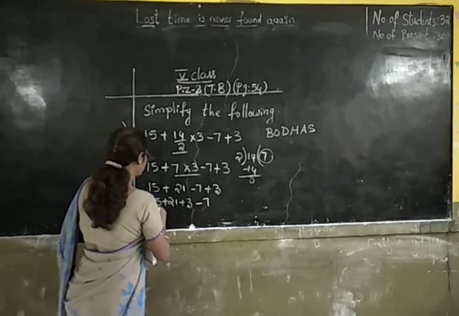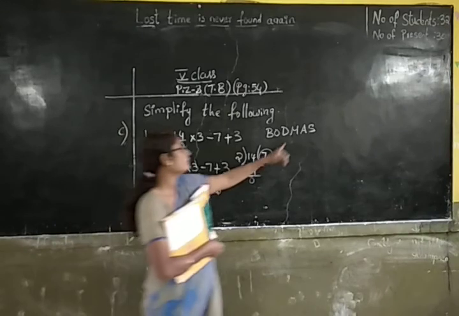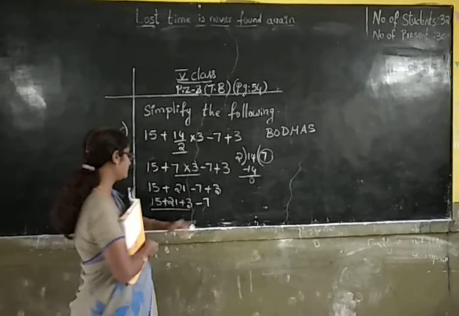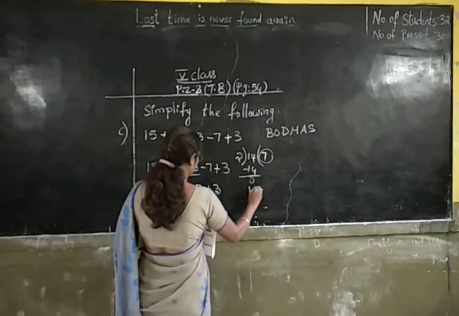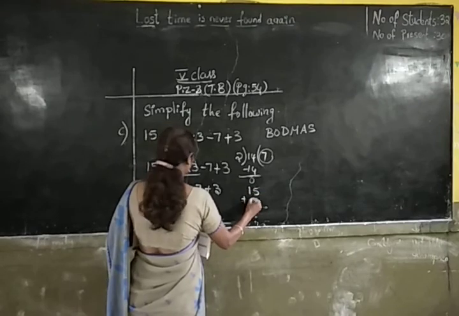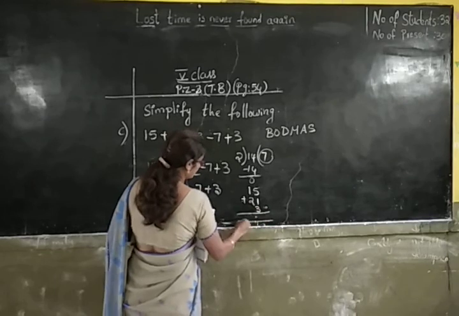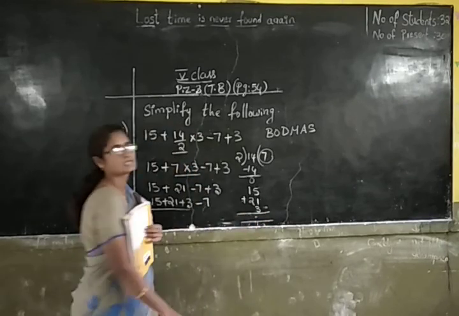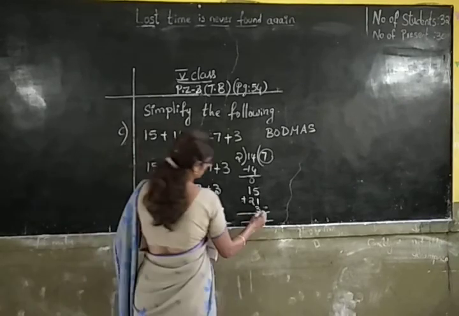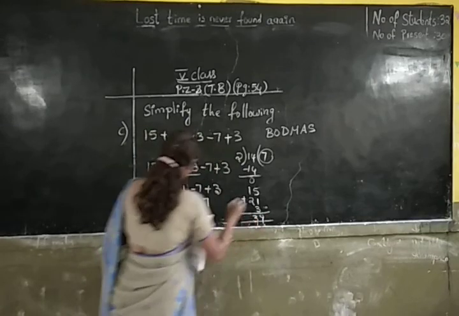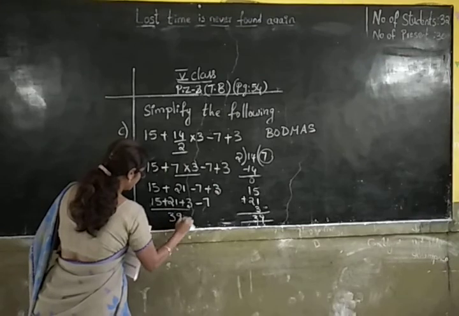Now what do I have to do? After multiplication, I have to do the addition. Now I am going to add these three numbers. 15 plus 21 plus 3. So 5 plus 1 is 6 and 6 plus 3 is 9. Okay, 2 plus 1 is 3. So the answer is 39.